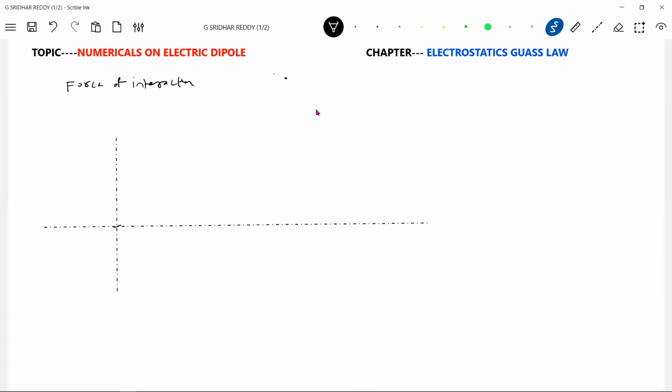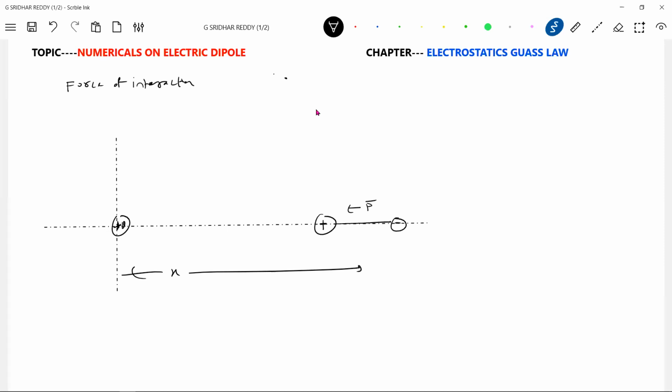I'll start with a simple one. Let there be a point charge Q. And here I'm going to keep a dipole. So let the dipole moment of this be P bar. So it is kept at a distance X. Usually the length of the dipole will be very much less than X.